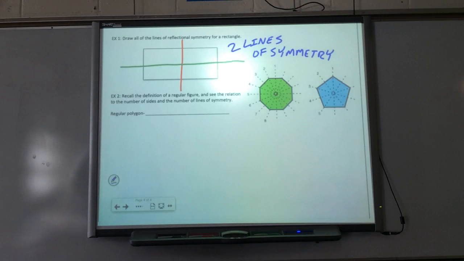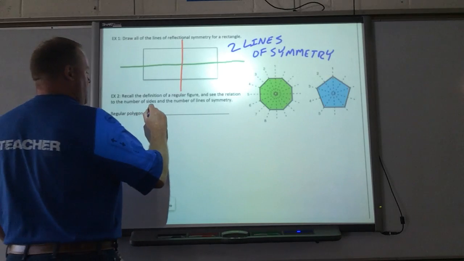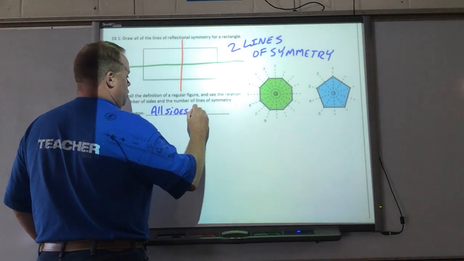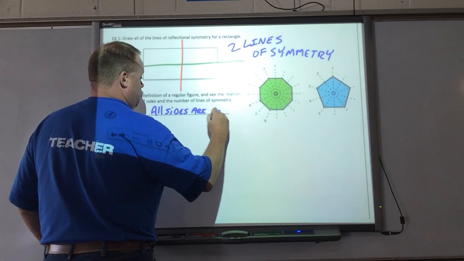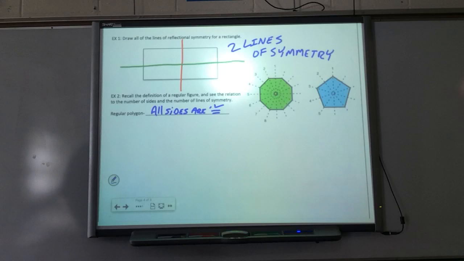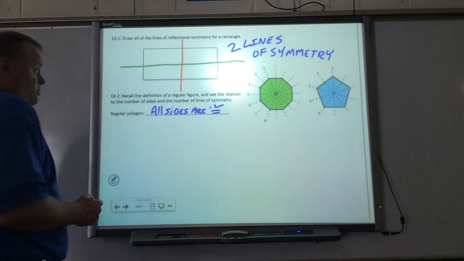All right. Now, look at the last one. It says, recall the definition of a regular figure and see the relation to the number of sides and the number of lines of symmetry. Well, it says regular polygon. Well, what is a regular polygon? Well, a regular polygon has all sides congruent, which means what? They're all equilateral, right? All equilateral.